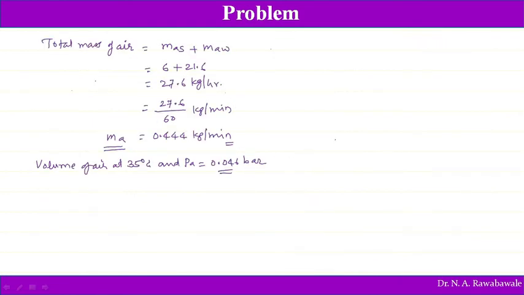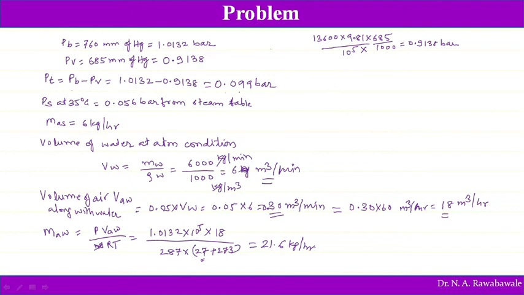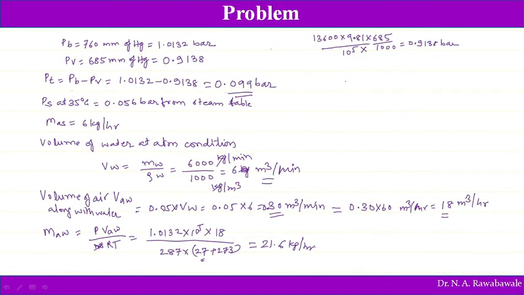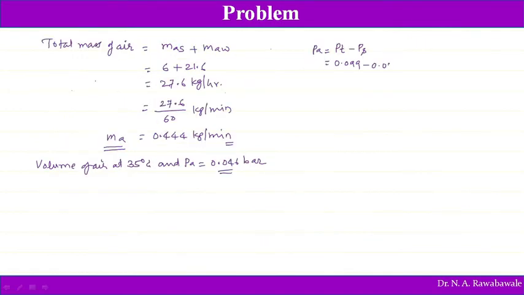So how does this come out? The partial pressure of air is equal to the total pressure minus the partial pressure of steam. The total pressure, calculated here as 0.099 bar, minus PS, the partial pressure of steam, 0.056, gives 0.043 bar. So this is to be calculated.